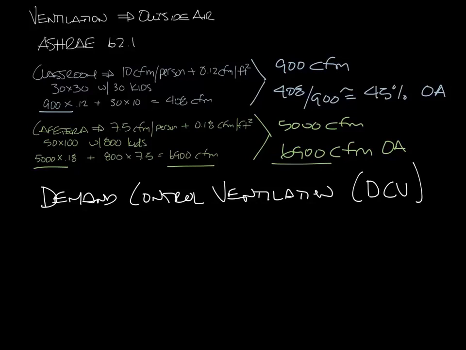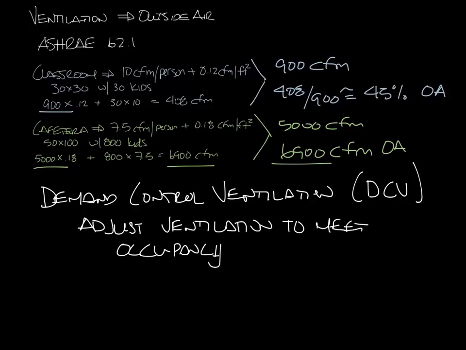Demand control ventilation is adjusting the ventilation air in a space to meet the occupant demand. So in the cafeteria, if there were no occupants, you wouldn't need to bring in the full 6,900 CFM of fresh air. So let's look at why you want to vary the ventilation air based on demand.